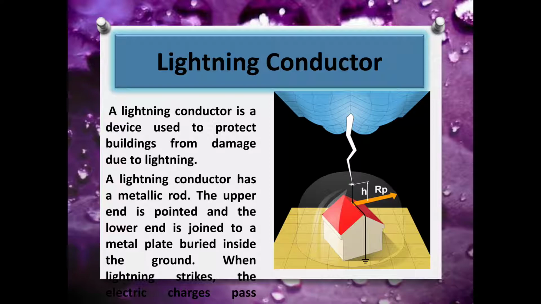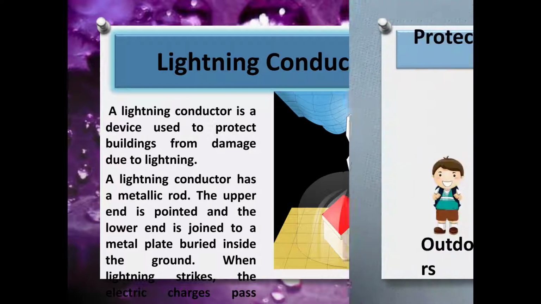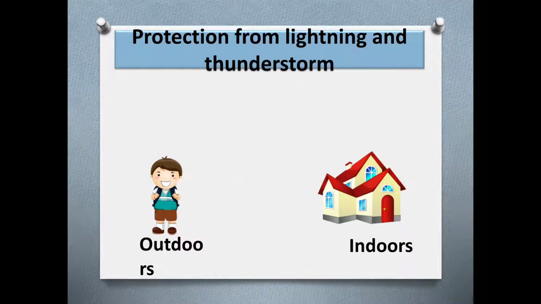This is just an example which I've already told you now. So how do we protect ourselves from lightning and thunderstorm? So there are two situations. One, when you are already outdoors. The second, when you are indoors. So there are two things that can happen. So how?